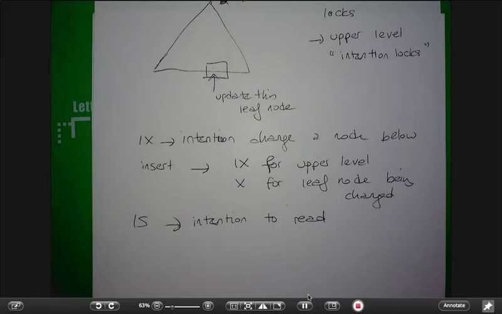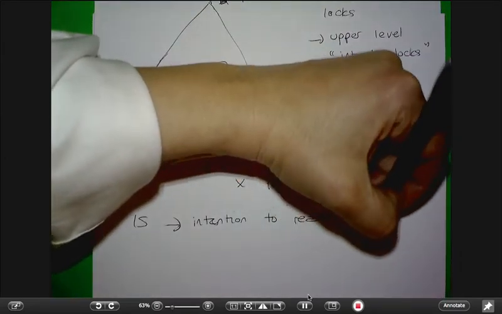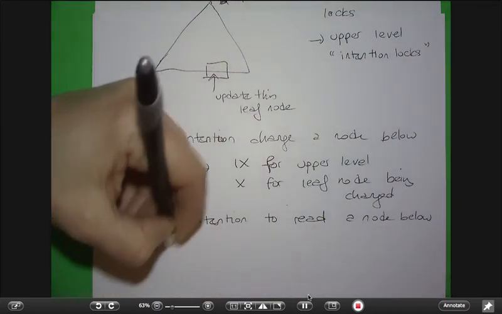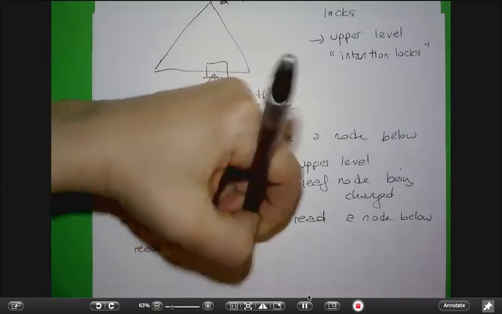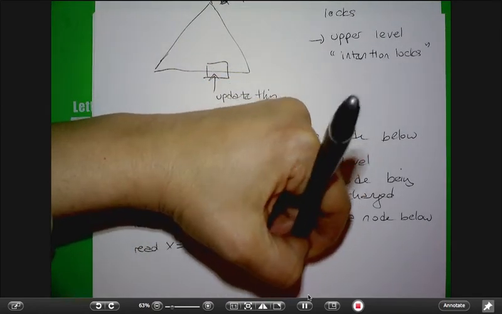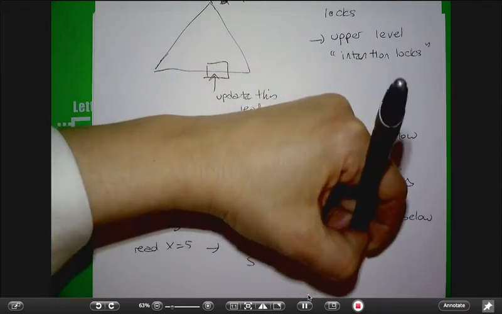So if you're doing an index scan, you're going to scan all the nodes. In that case, you're going to probably lock the root node with an S because you're reading everything. Whereas IS means that I'm only reading a single node. So intention to read a node below. So, read x equals 5, then IS for root, and S for the node being read.